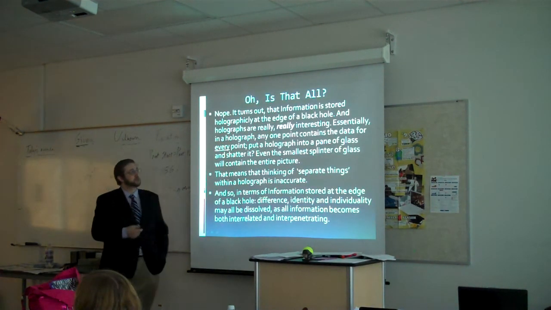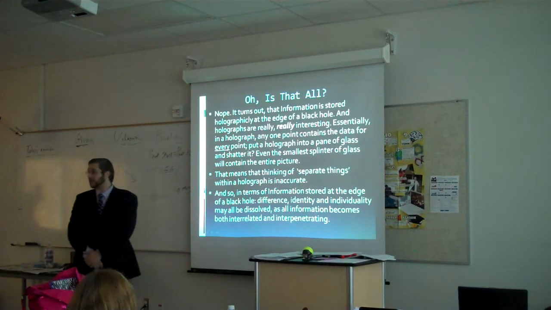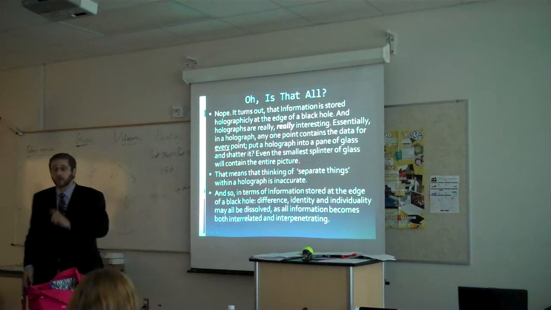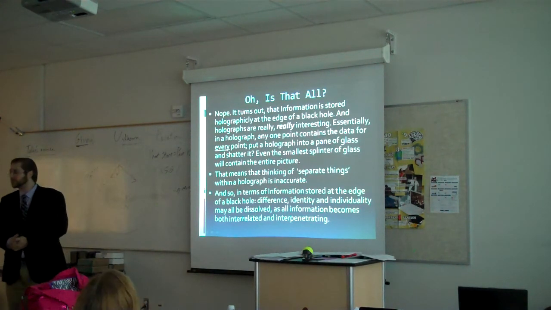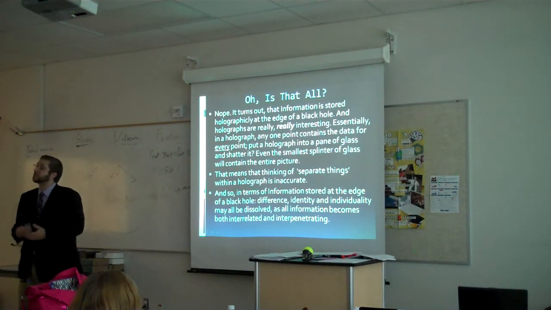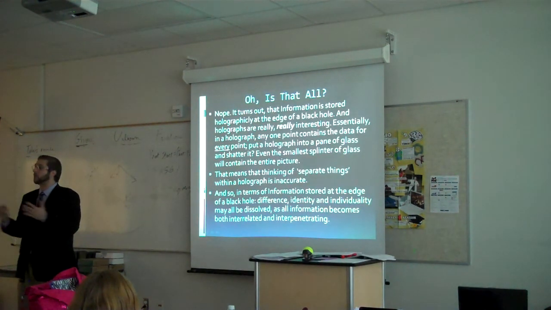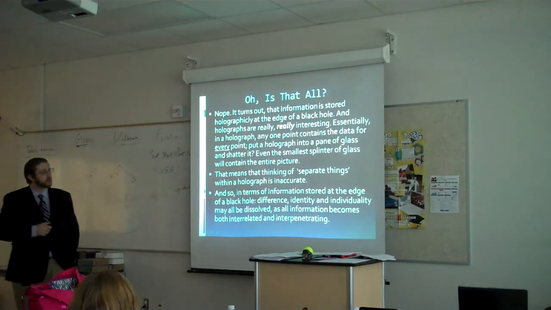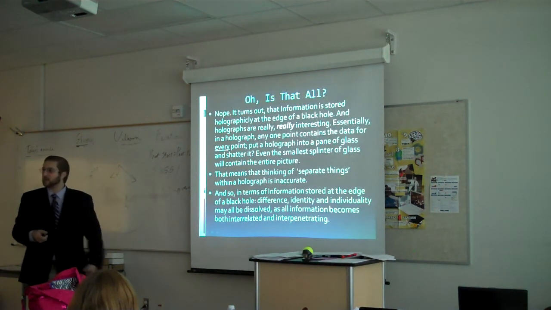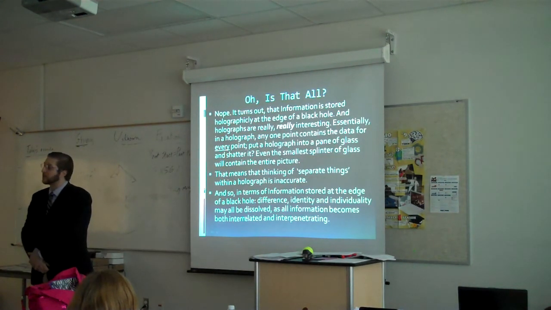Information in a holograph, which is how it's stored at the edge of a black hole, is interesting. Because if you take any one point, essentially it has the information for all the points. A holograph is an interference pattern, just like the waves we were looking at. And the pattern is the same at all points, because it has to be the whole pattern. If you imprinted a holograph on a pane of glass and shattered it, your smallest piece of glass would still have the whole picture on it.